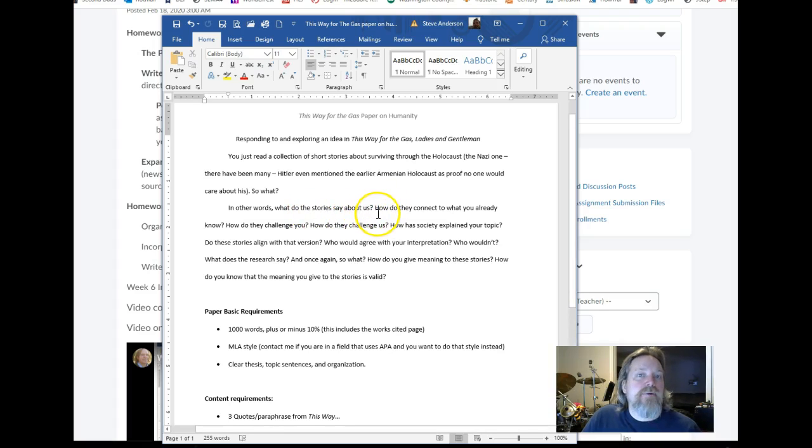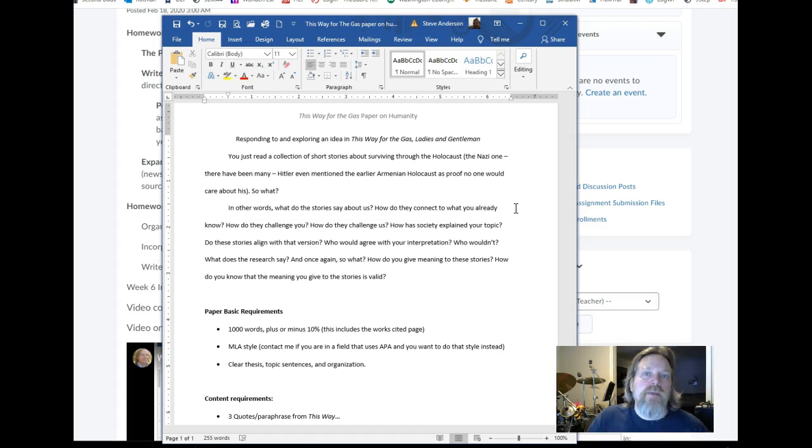What does it say about us, right? And then here's a story. It says something about us as people, right? It says lots of things about us. And what I want you to do is, okay, this is what these stories say. How does that match up with what we say?